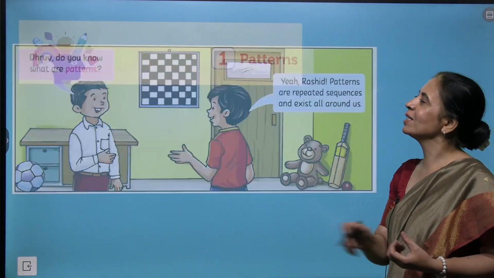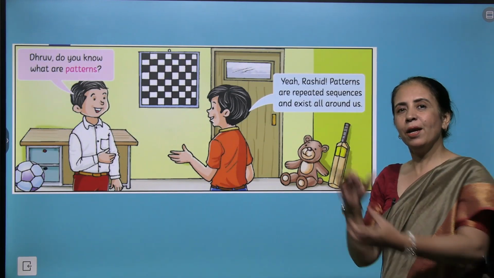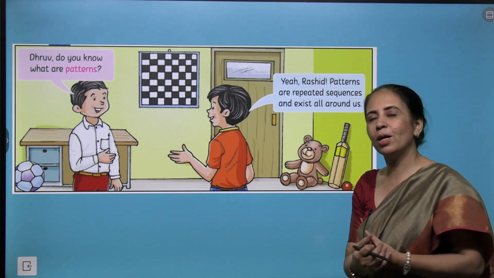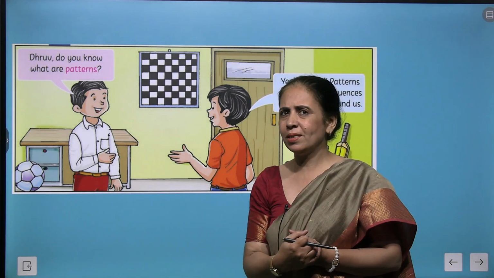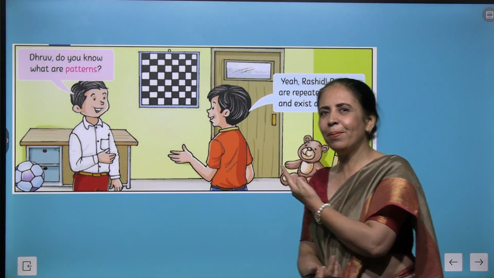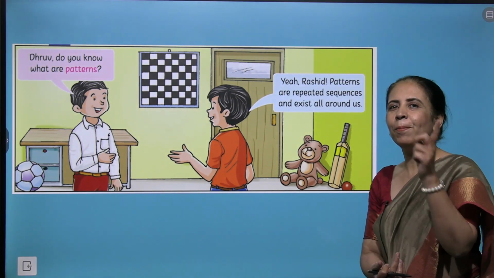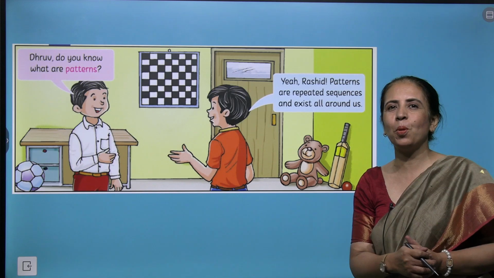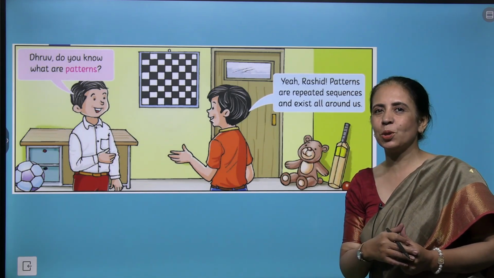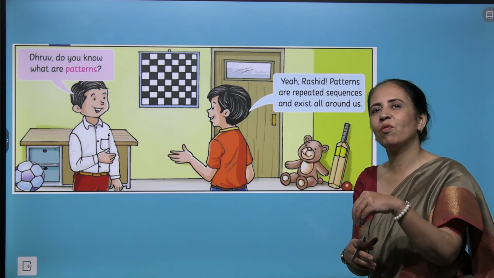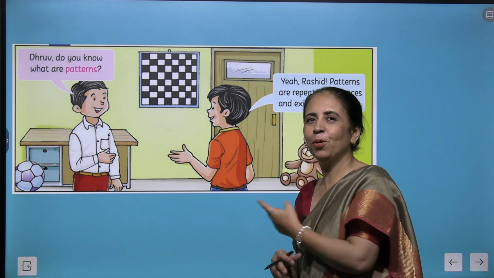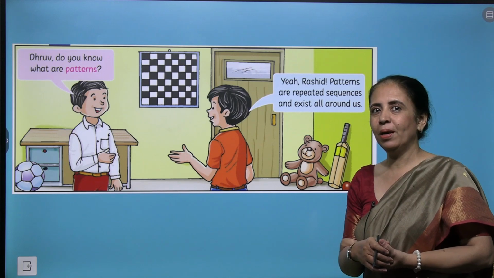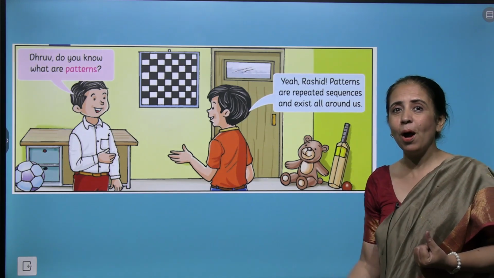So we come across different types of patterns, and here you could see a child talking to another one, asking what is a pattern, and he gave an example. What is the example here? Perfect, that's a chess board which has squares placed, one white and black, and a beautiful pattern is formed. You could see patterns all around you.